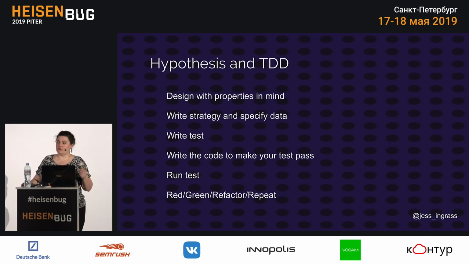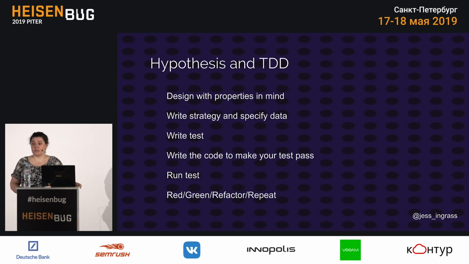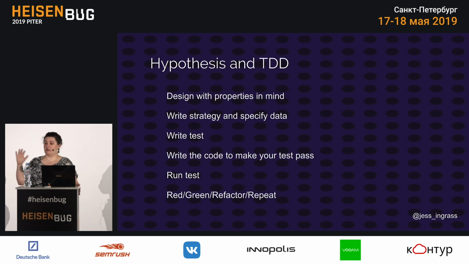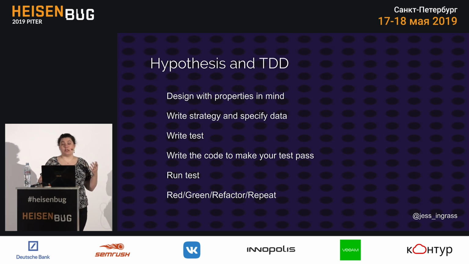If you feel so bold as to experiment this way, design with your properties in mind rather than your examples. Write your strategy, your test, and your data first, then go ahead and write your code, and then run your test against the code that you've written. It's going to be really different because you're going to get random specific data thrown at your test every time. So it has the potential to be interesting.